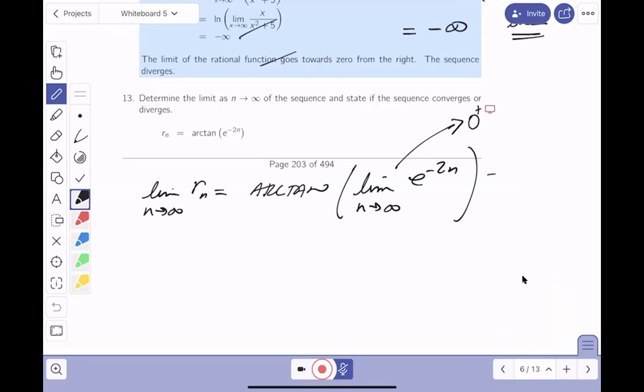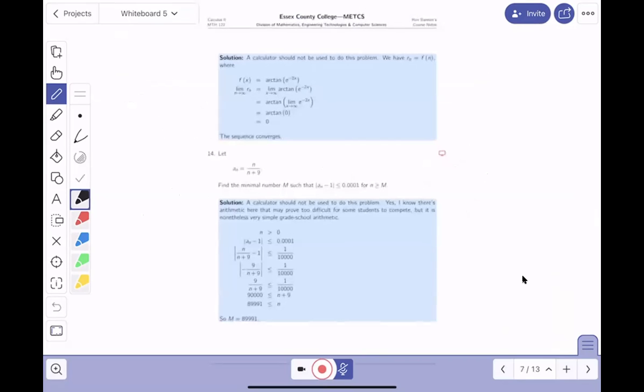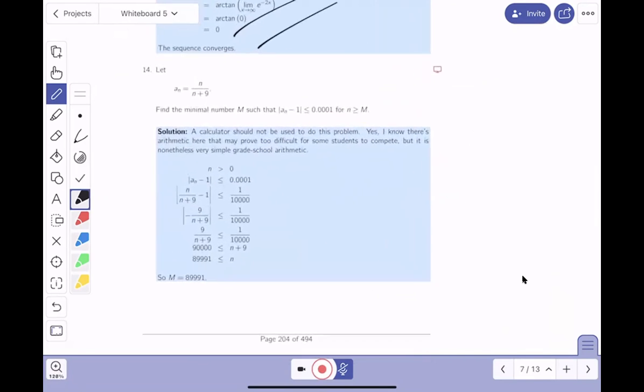Now, what's the arctan doing when you're going towards 0? All right, you should know the arctan from math 120. It's going towards 0. Let's go to the next page. You see this sequence converges, and I got the limit, and it converges. All right, let's look at number 14.